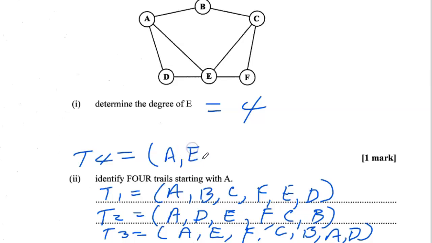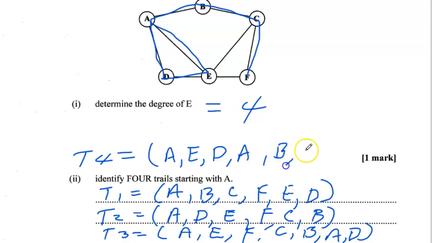Again, we want to make sure we cover all the vertices without traveling an edge more than once. So A to E to D, back to A. That's a different path, right? To B, to C, and to F. So again, we have traveled all the vertices without traveling twice on an edge. So we have our 4 trails.